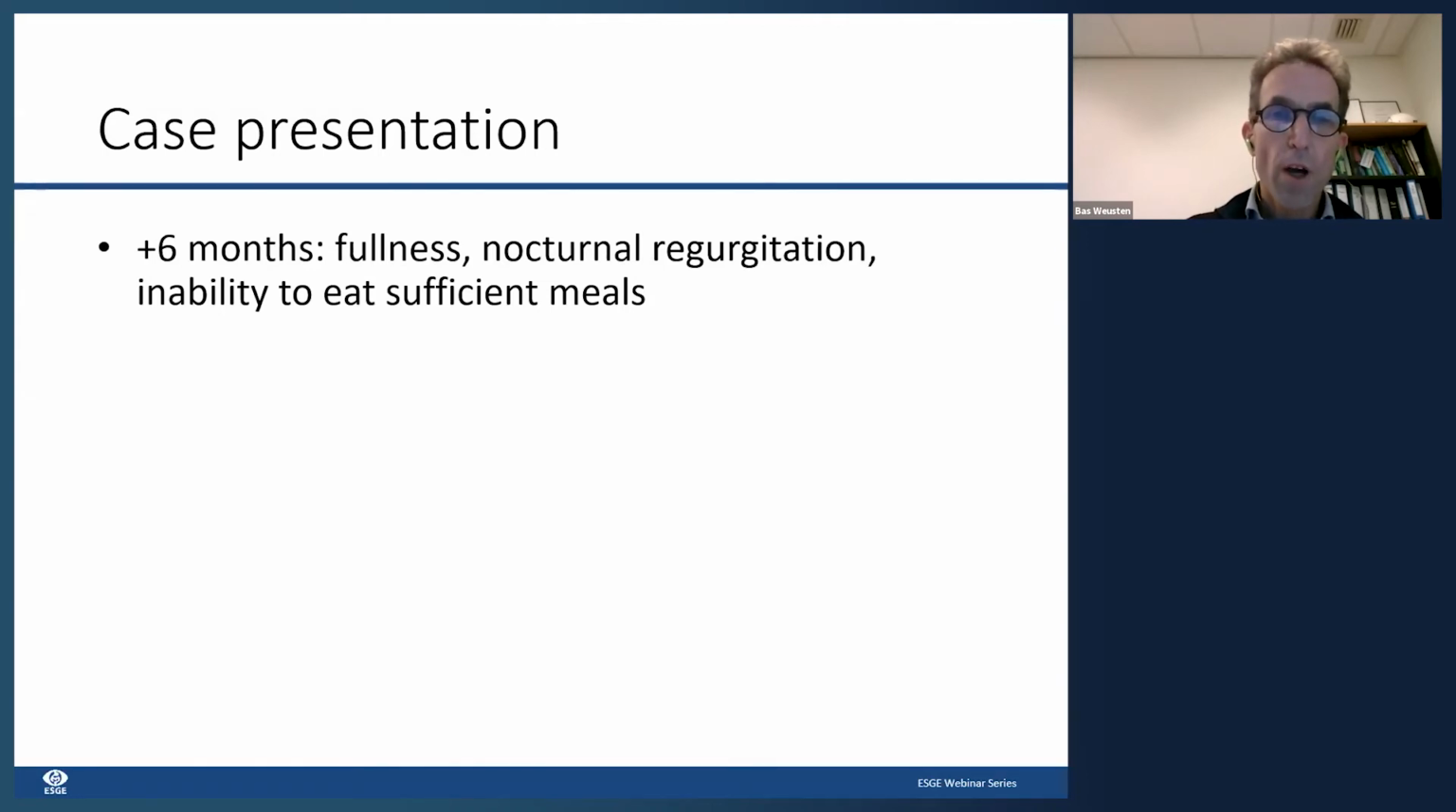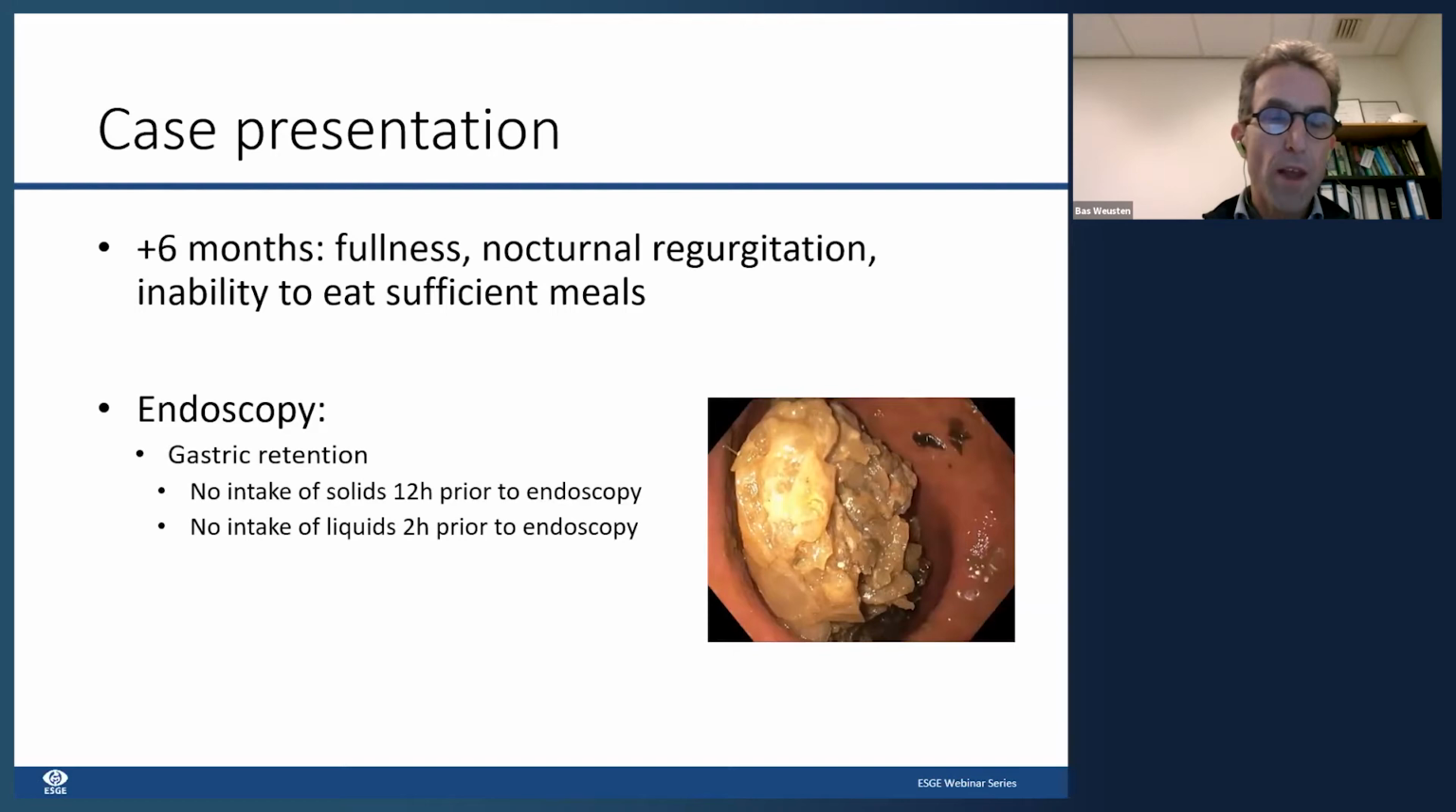She visited my outpatient clinic because of symptoms of fullness, nocturnal regurgitation, and also inability to eat sufficiently large meals. Those symptoms were already present from the start of her recovery period after the operation. At endoscopy, there was a significant food retention in the gastric tube, although she had not eaten for 12 hours prior to endoscopy. So this is really food retention in the stomach.